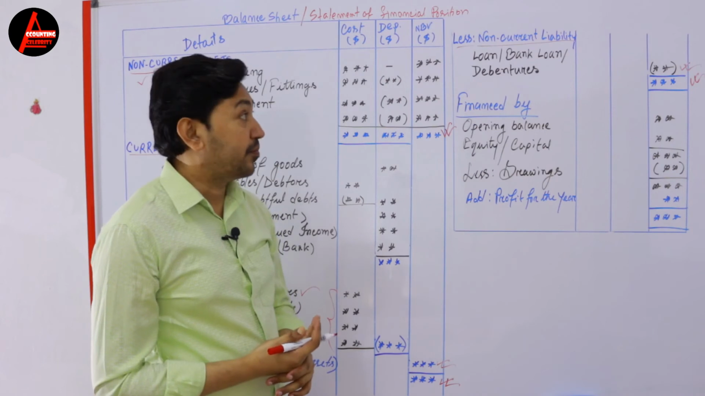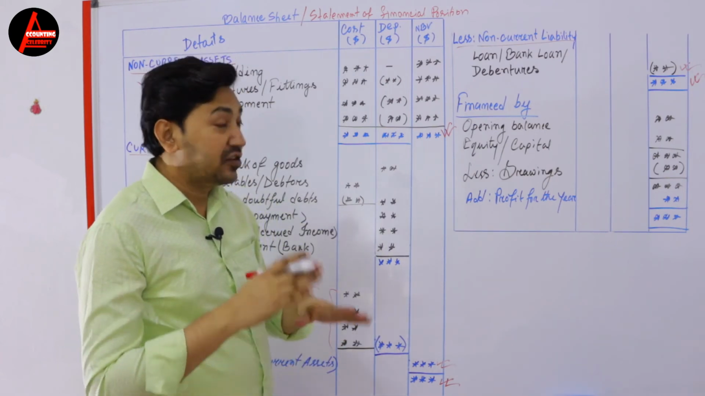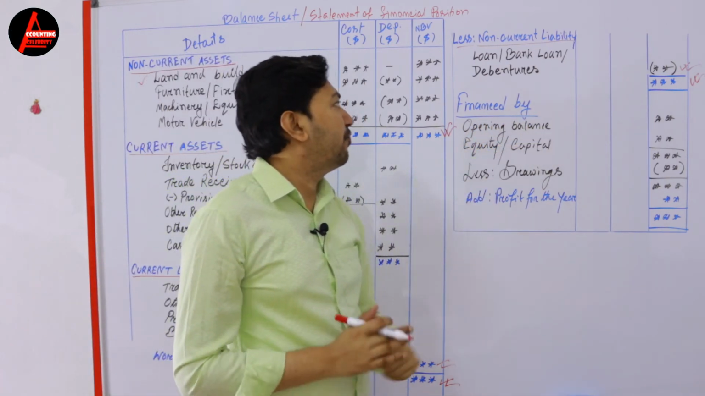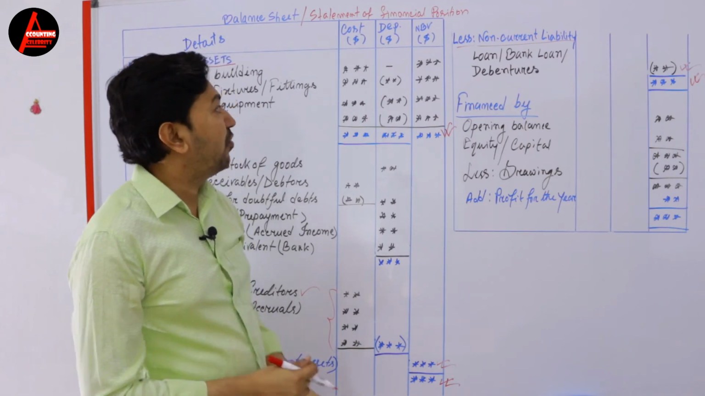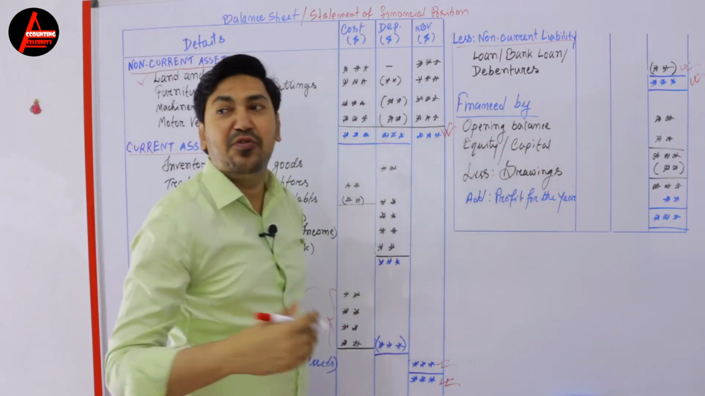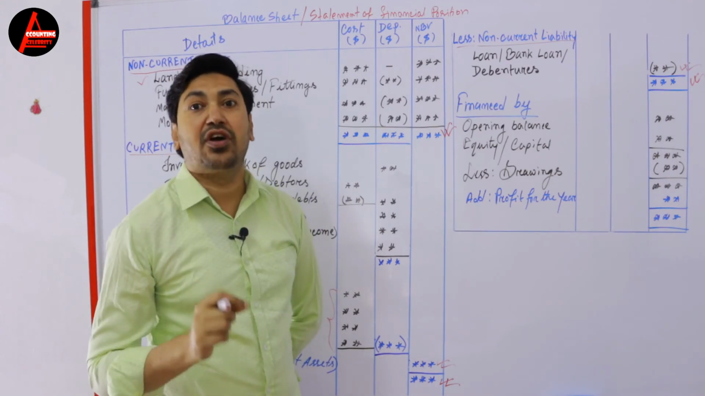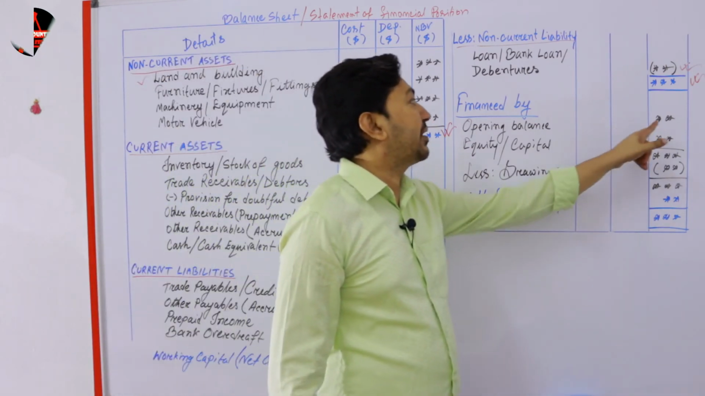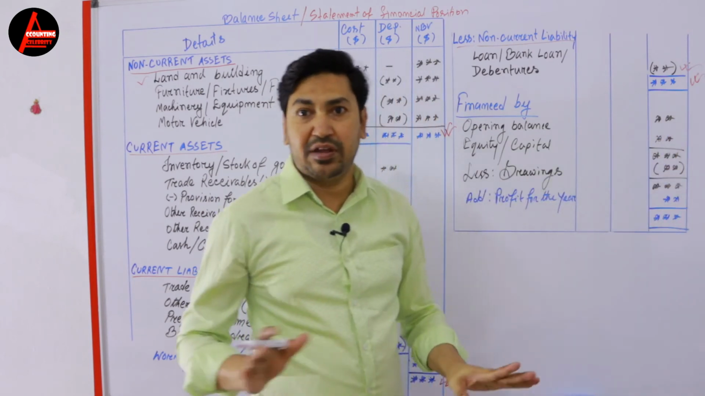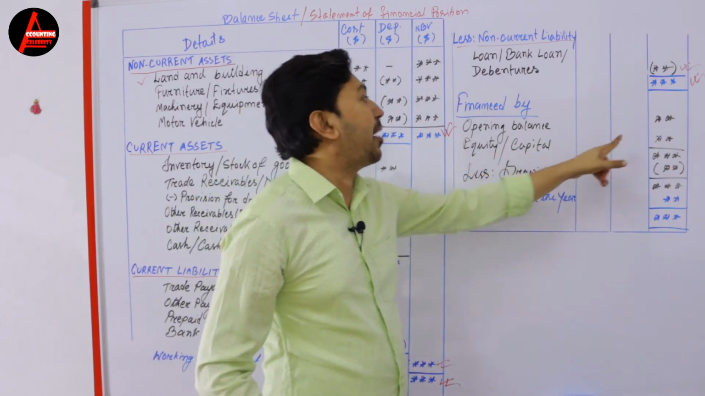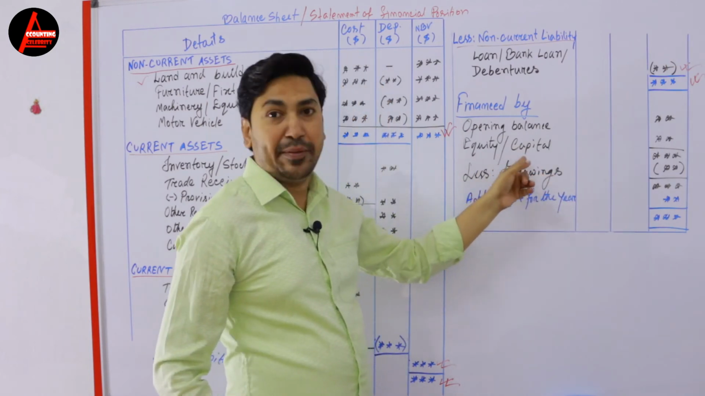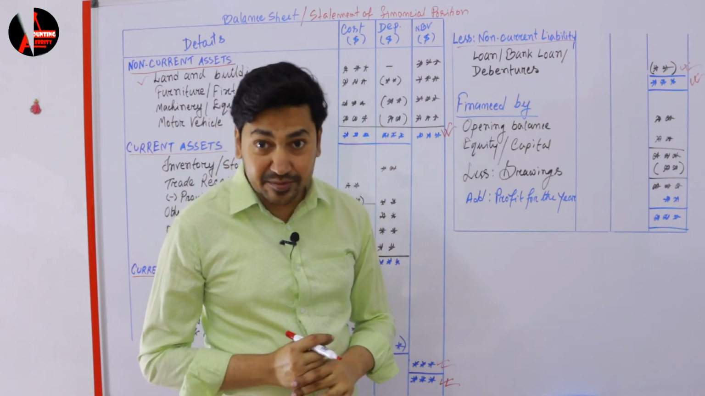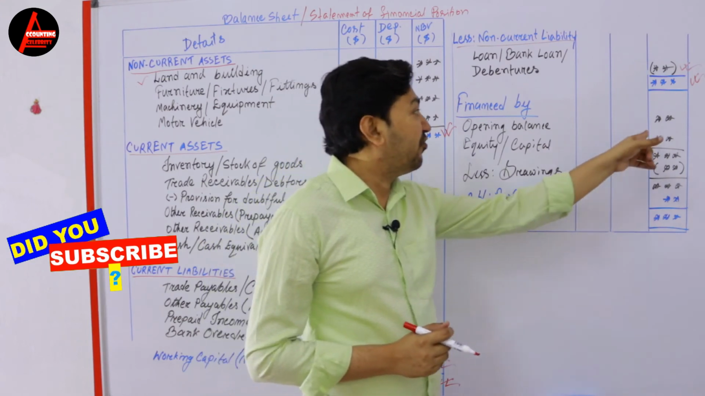So if this is your asset, then what is your capital? The last section, the fifth section, is financed by. What is financed here? Opening balance. What do you mean by opening balance? Opening balance means the opening balance of your business capital. So write the business capital here if there is any opening balance. If there is no opening balance, you don't have to write. Then equity and capital. Equity or capital, these are the same words. Equity and capital will be given in the question, so you take this value and write it here.